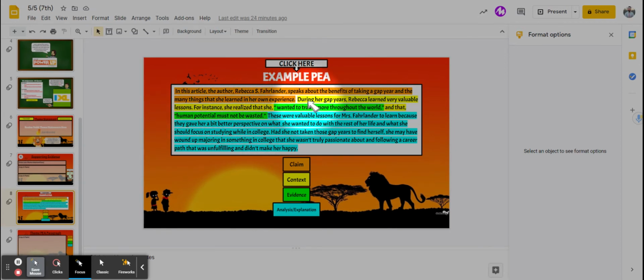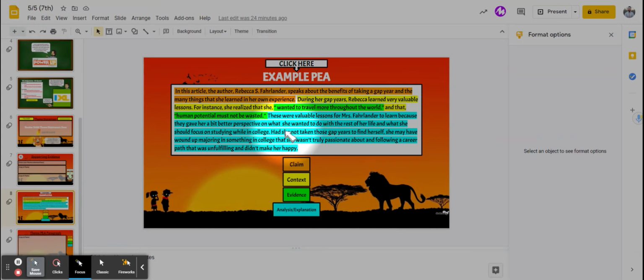So the context there just told me that these are lessons that she learned, and then the evidence that she pulled was just the lessons. Notice this isn't a long chunk of text. This person just took the bits of the evidence they needed, and that was it. Okay, don't use more of a direct quote than you need to.